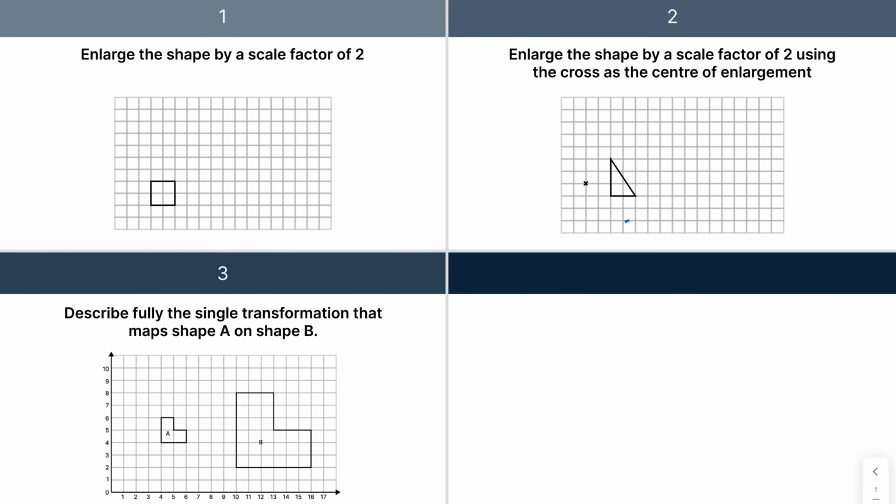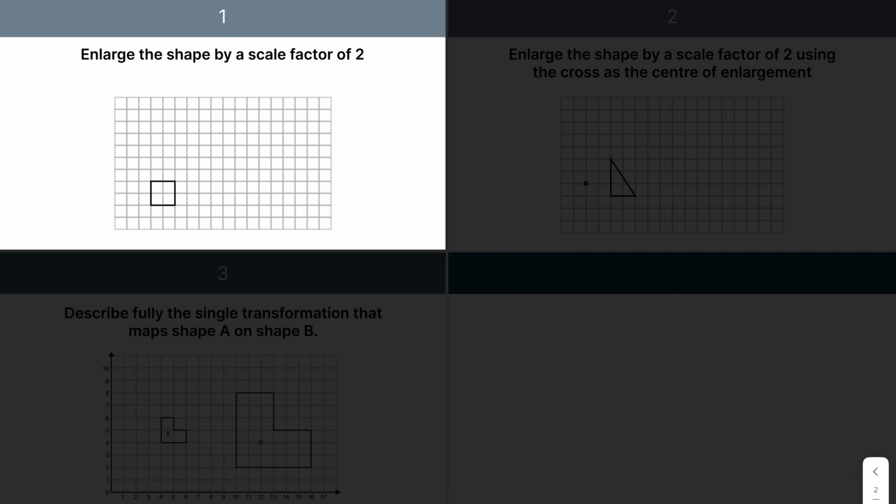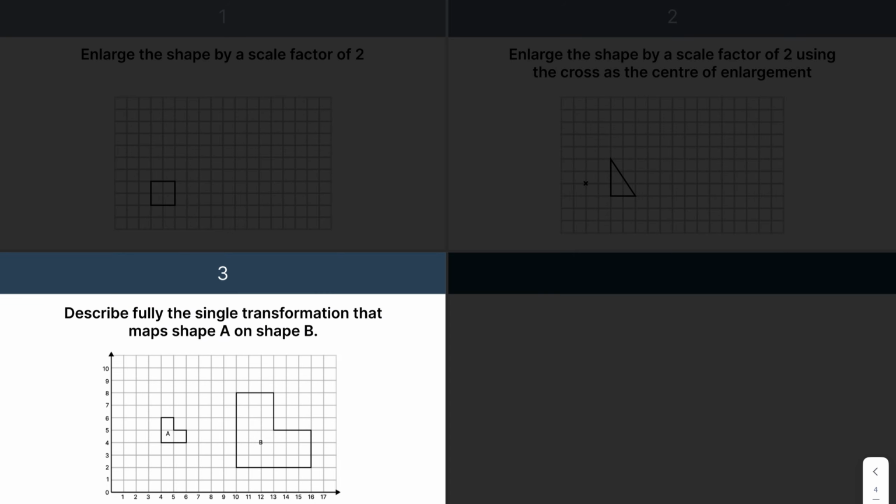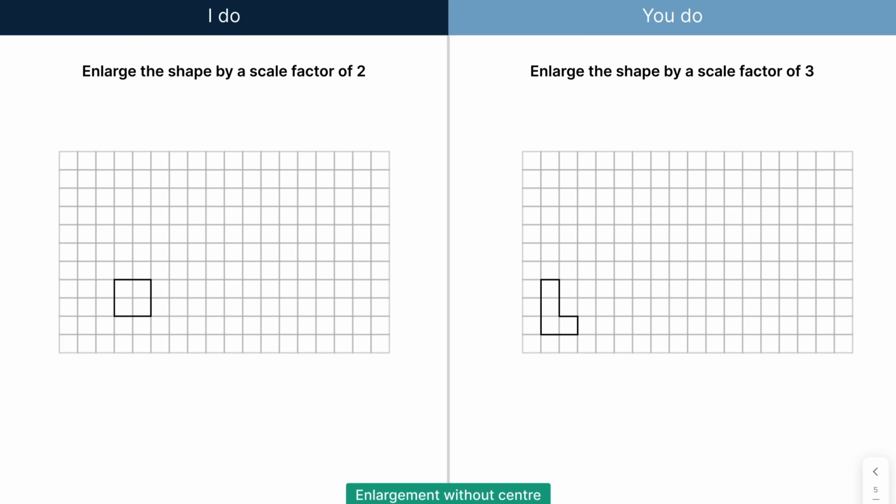Enlargements is what we're looking at in this video. It's split into three parts. So first, we're going to start off by looking at enlarging shape. And then we're going to look at enlarging shape where we've been given the center of enlargement. And then we're going to look at how to describe an enlargement that's already taken place.